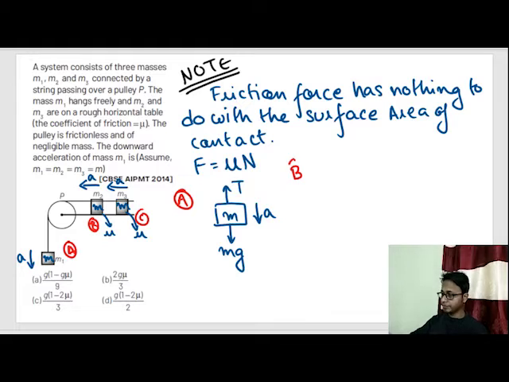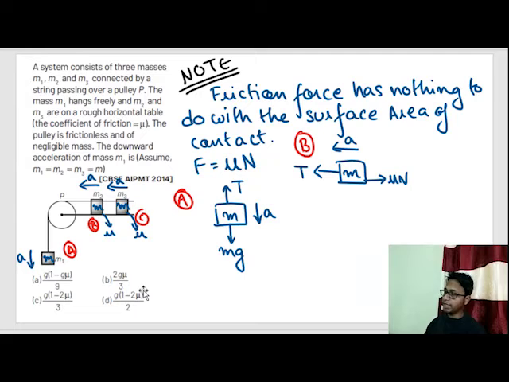With block B, this is M. On the left, it is being pulled by T. And since it is trying to accelerate to the left, friction force will be acting towards the right, mu N. It is already slipping, no? That means the maximum value of friction force will be applied. Now see this string. I assume the tension in this string to be T1. That means on the right it is being pulled by T1.